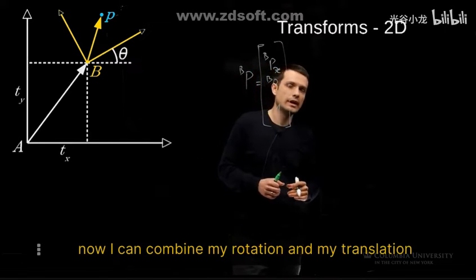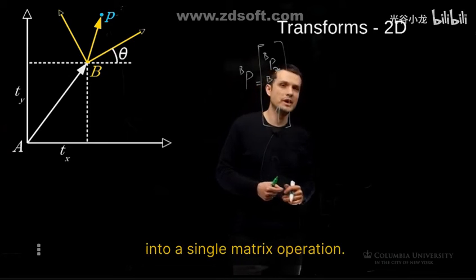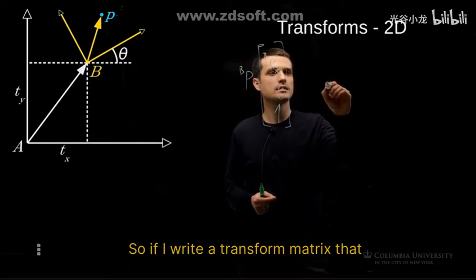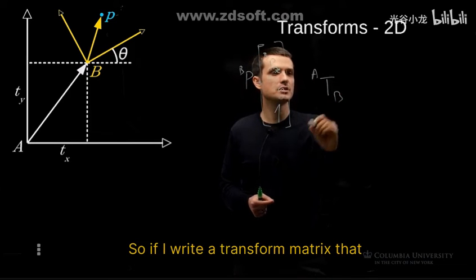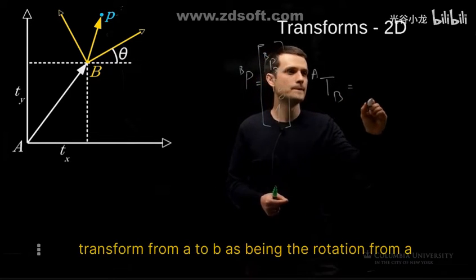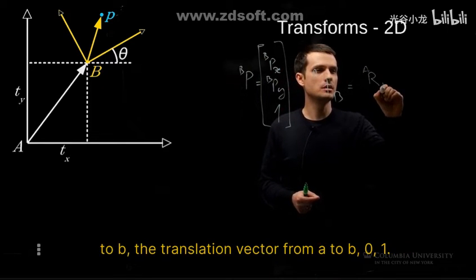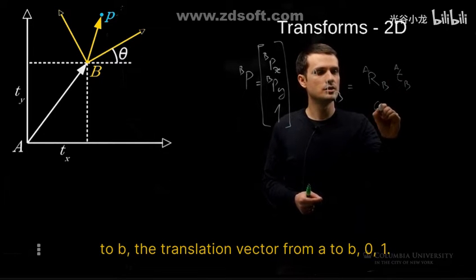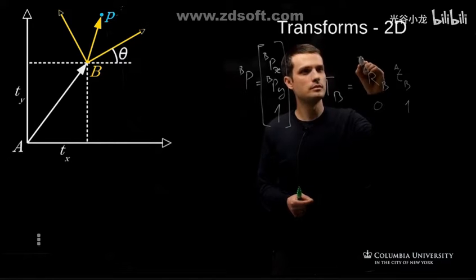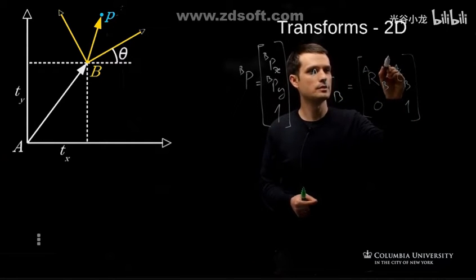Now, I can combine my rotation and my translation into a single matrix operation. So if I write a transform matrix that transforms from A to B as being the rotation from A to B, the translation vector from A to B, 0, 1, okay.